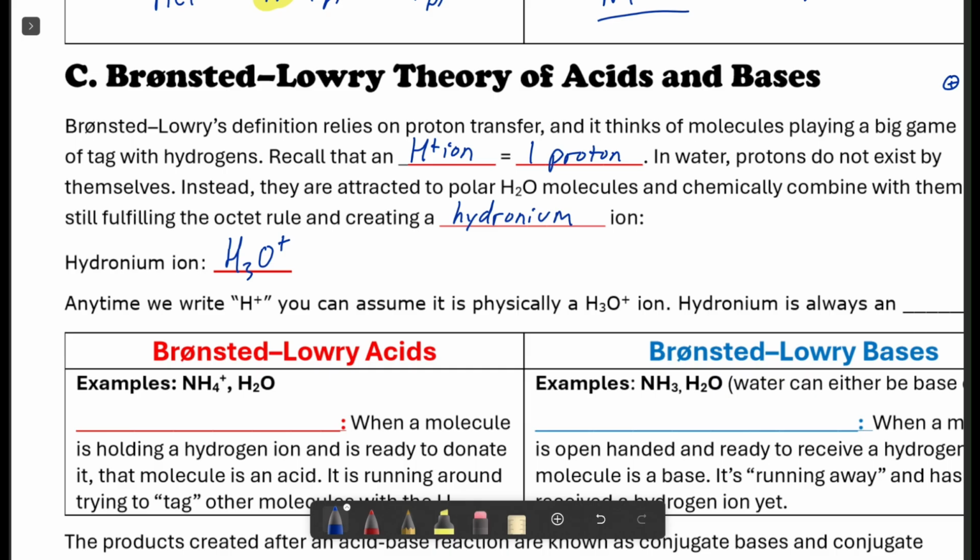H3O positive. Here's how it's formed. Let's say yesterday I was at an event at a restaurant, and I got Johannisberg Riesling. It was not very good. It was really bitter, and I wanted it to be more sour. So I took a lemon and I squeezed that lemon into the juice, and it made it a little bit better. Okay. What happened when I squeezed that lemon into that water?